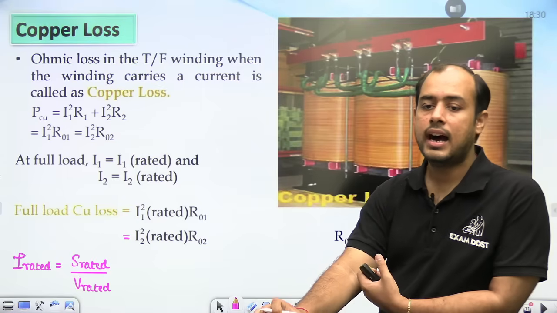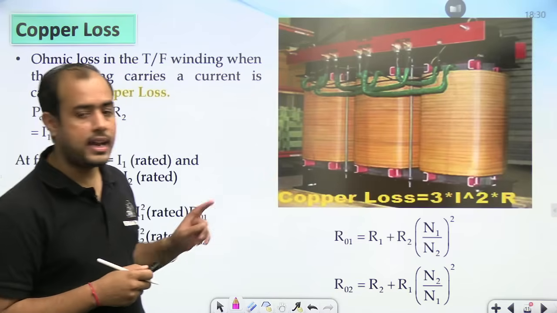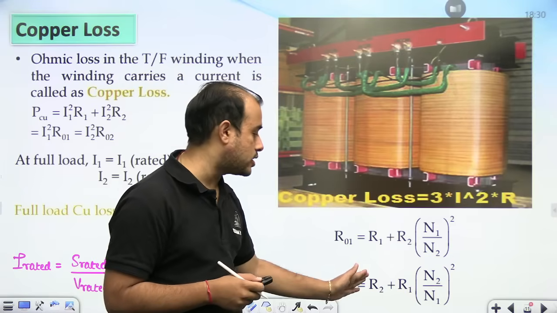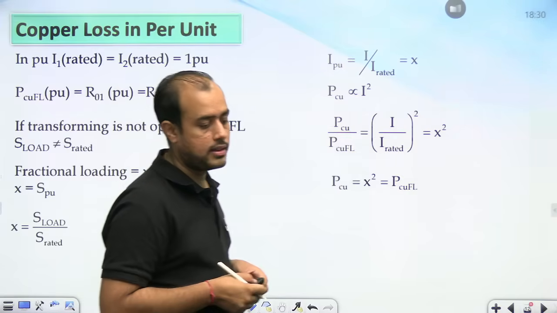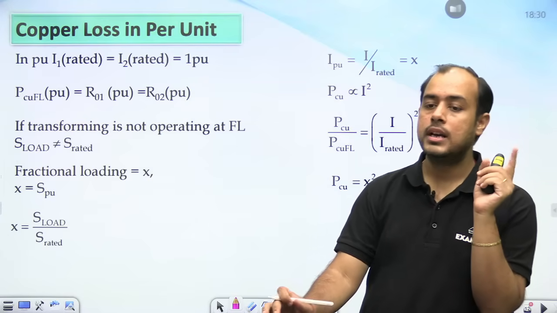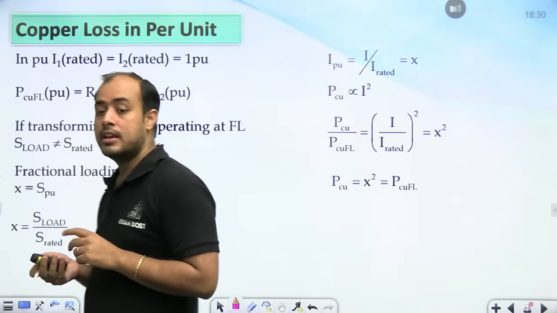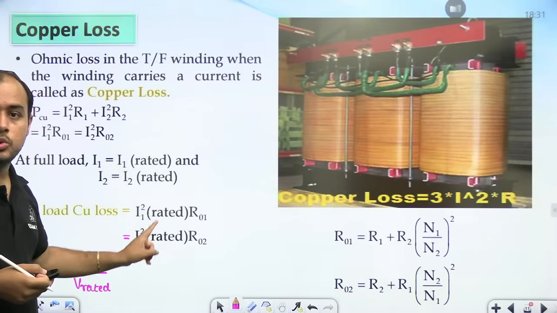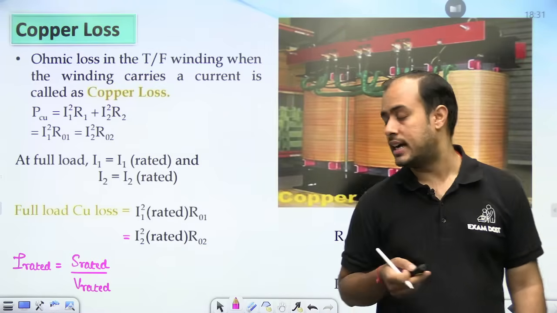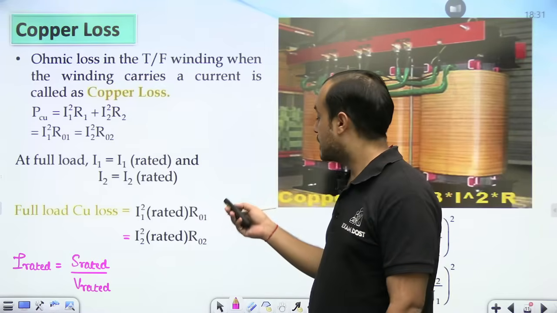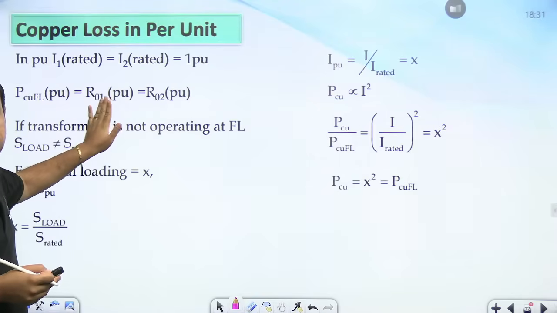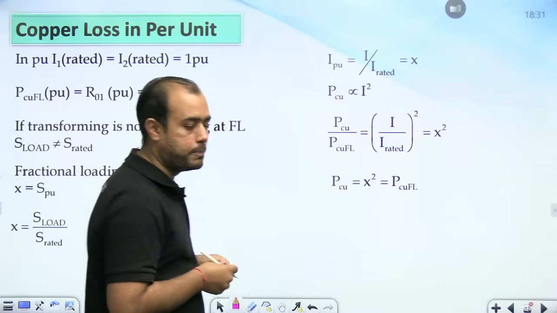Now what is R01? R01 is the equivalent resistance on the primary, R1 plus R2 into N1 by N2 whole square. R02 equivalent resistance on secondary, R2 plus R1 N2 by N1 whole square. Okay. Now in per unit beta, the rated current is written as 1 pu. So if you put here the rated current as 1 pu, the copper loss will be equal to resistance. ये मैंने पहले भी बताया था, per unit में रेटेड करंट 1 pu होता है, तो अगर 1 pu डालोगे तो लॉस आपका रेजिस्टेंस के बराबर आएगा। तो PCUFL in per unit is R01 per unit and also equal to R02 per unit.